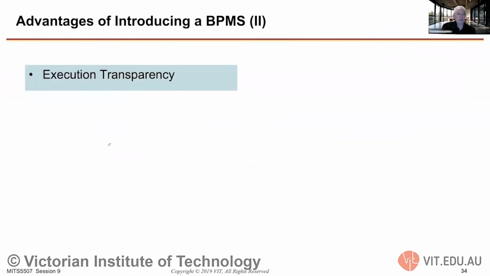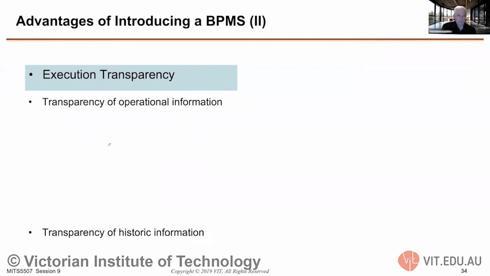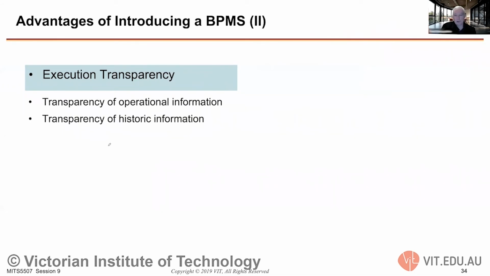Other advantages, you get execution transparency, okay? Transparency of operational information. You get transparency of historic information. So you get the management system looking at operational information, so it knows where each piece of work is. No longer, if you've got a manual system, can a piece of work hide on somebody's desk. Somebody can't claim, I didn't get this form, I didn't get that, because the system has passed it on. The system knows who has got what.